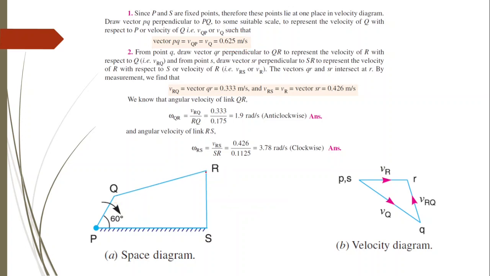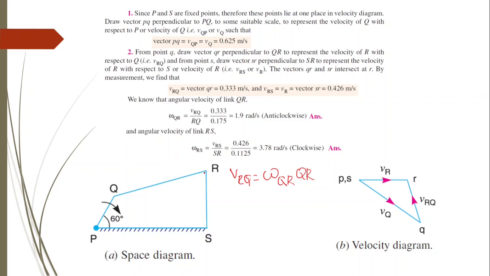The velocity of point R with respect to Q is equal to omega QR into QR. That is the magnitude of the linear velocity of R with respect to Q, and that must be perpendicular to link QR.